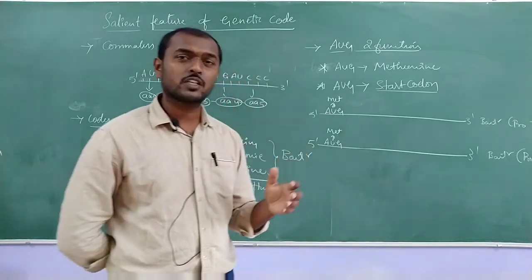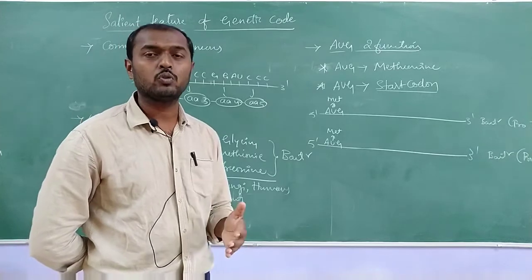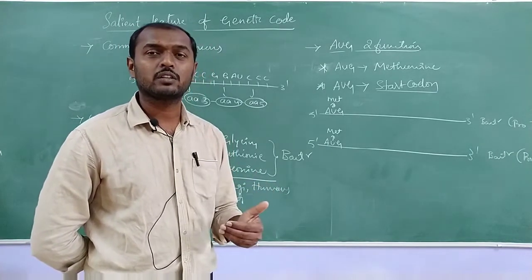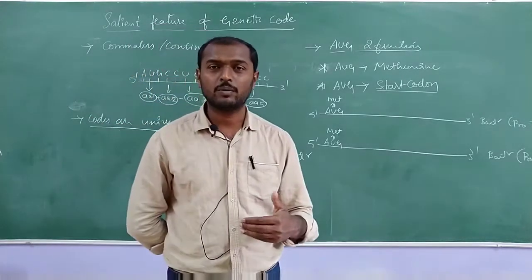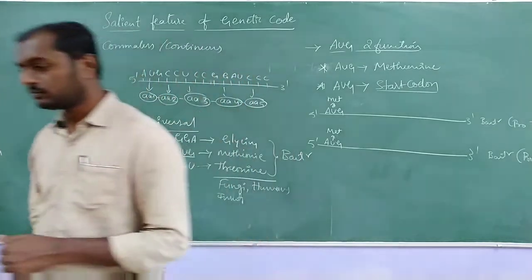These are the six very important properties of the genetic code. So I hope you are able to understand all these concepts. The next concept, mutation, we are going to study in the next video.